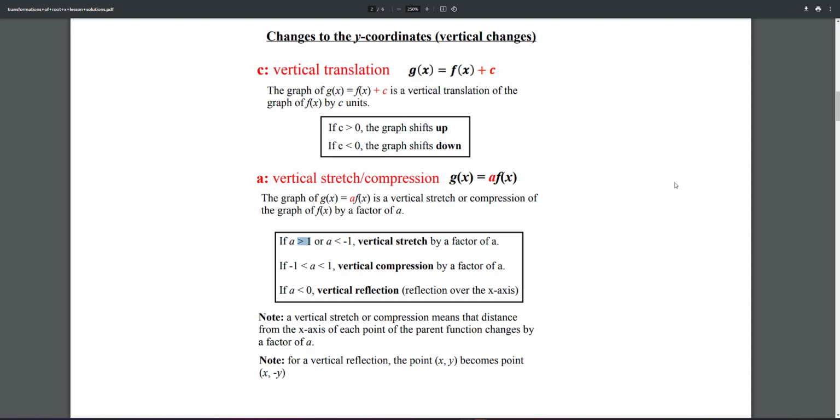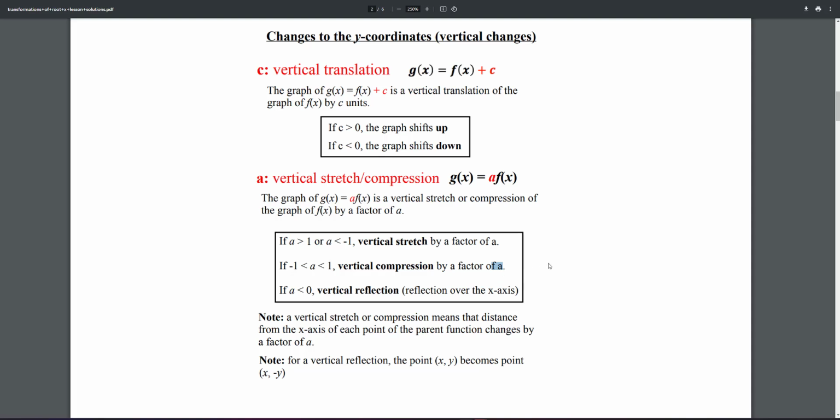If your A value is bigger than 1, so if the decimal, let's say, is 1.5, 1.5 is bigger than 1, so that is a vertical stretch by a factor of 1.5. But let's say your A value is a decimal like 0.8. Well, 0.8 is in the second category, it's less than 1. So in that case, it's going to be a vertical compression by a factor of 0.8.